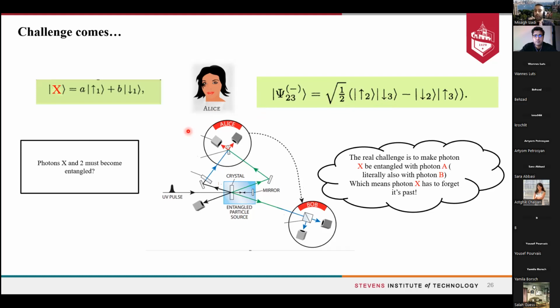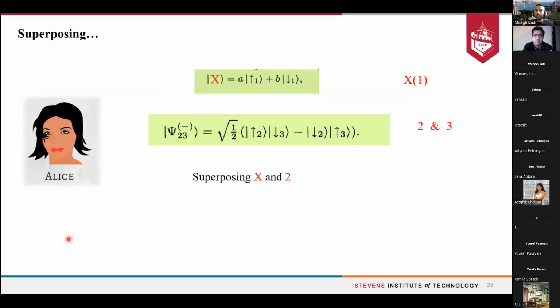They already exist, right? And once they become entangled, it means they have to lose their identity. There is no photon X, photon 2, photon 3 anymore. This is just an entangled system. So the question is how they achieve this. Let's see what the plan is here. This is photon X at Alice's site. Alice already received this photon X, and she already received one of the entangled pair, one of the EPR pair, which is photon 2, but photon 2 is itself entangled with photon 3.